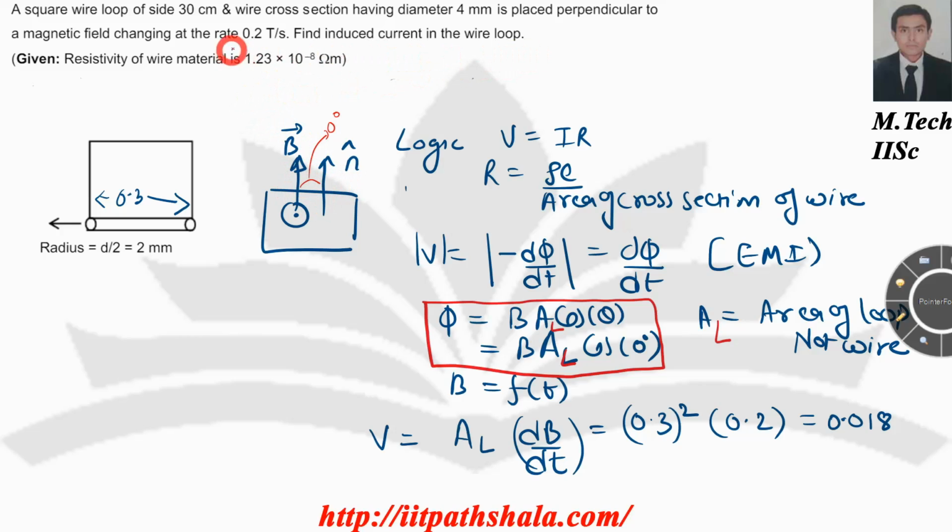Now your magnetic field is varying with time as follows. You have to find the induced current in the wire loop. It is a pretty simple question. You can use the logic V equals IR if you have to find the value of current. Now R is given to you. R is nothing but rho L by A.